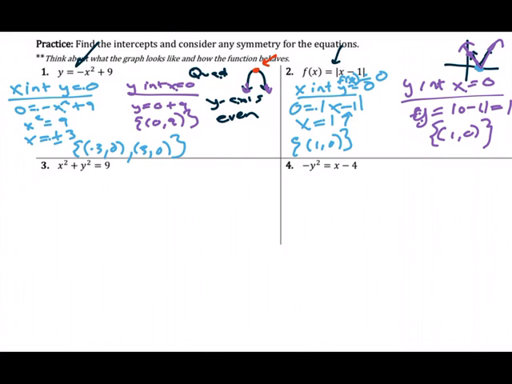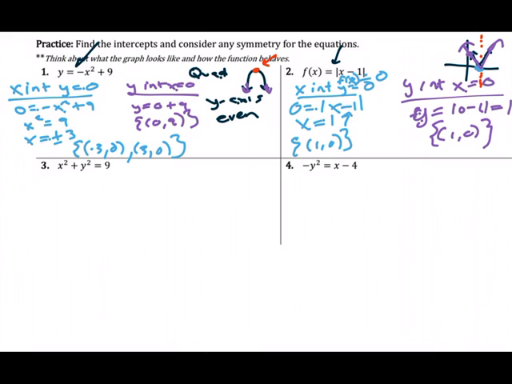Thinking about symmetry, there's no x-axis or y-axis symmetry. There's definitely symmetry, and there's going to be symmetry over this line right here, which would be x equals 1. There's definitely symmetry that we could think about and consider. So I want you to take a couple of minutes to look at numbers 3 and 4.